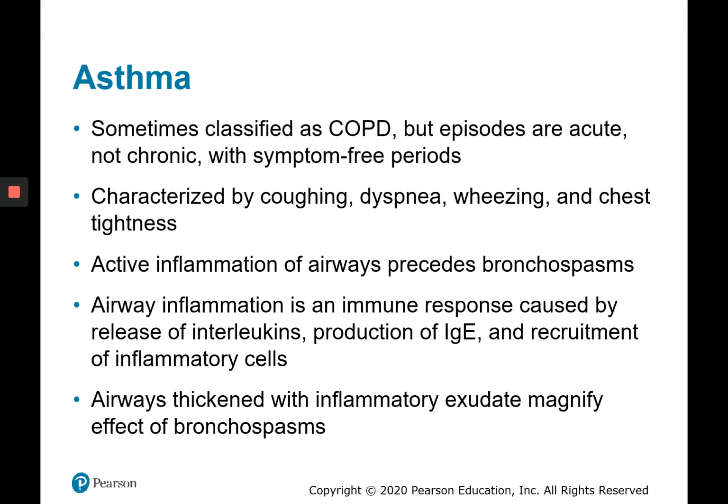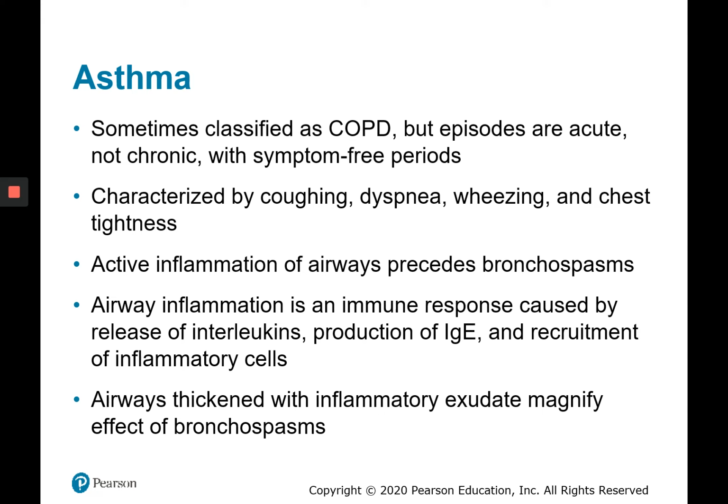We'll also look at asthma. Asthma is sometimes classified as a type of COPD. If anything, it's temporary COPD. The episodes are acute, they're not chronic like we see in COPD. There are symptom-free periods for those who suffer from asthma, but symptoms will be similar: coughing, difficulty breathing, dyspnea, therefore wheezing, chest tightness. Usually active inflammation, again, is acute, but it proceeds with strong bronchospasms.